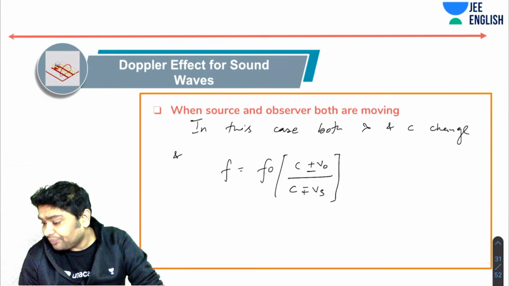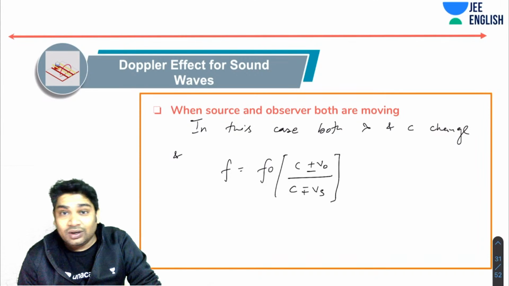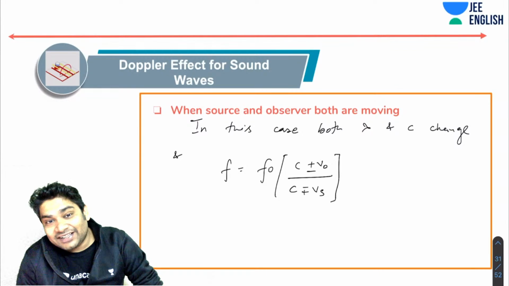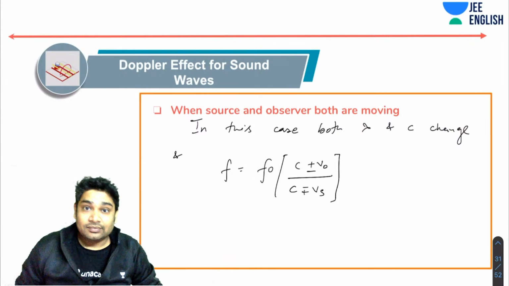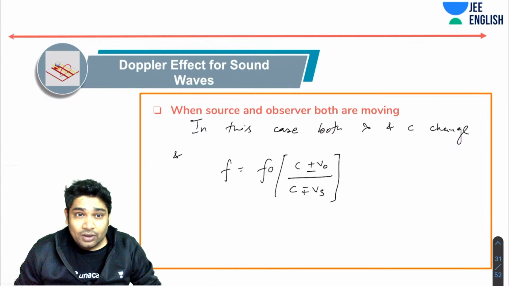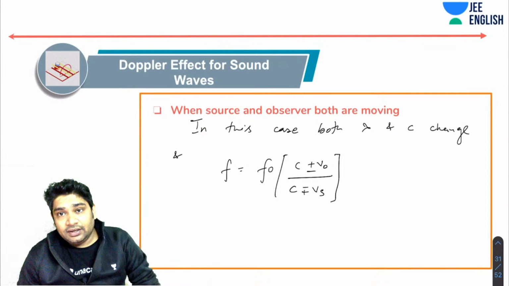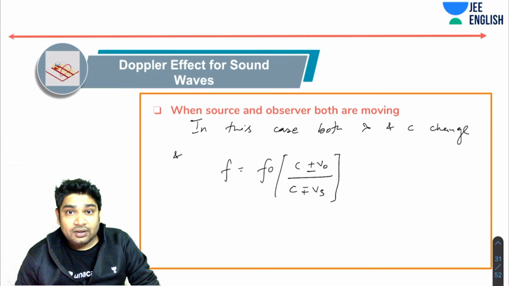And one more thing, I think. Yes, in what reference frame should I take these velocities? These velocities are in the reference frame in which you have taken the C. So in whatever reference frame you have considered the C, in that reference frame, you have to take these velocities. Okay. Please note.